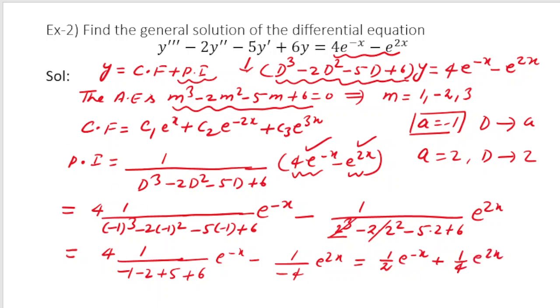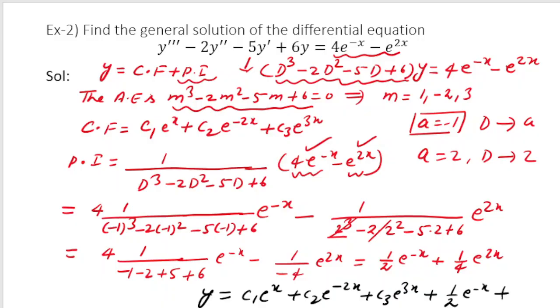So how do I write the general solution? The general solution is y is equal to the complementary function, that is c1 e to the power x plus c2 e to the power minus 2x plus c3 e to the power 3x, and plus the particular integral, that is half e to the power minus x plus 1 by 4 e to the power 2x.